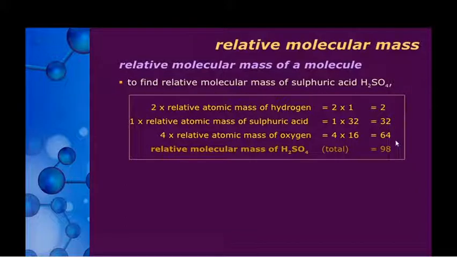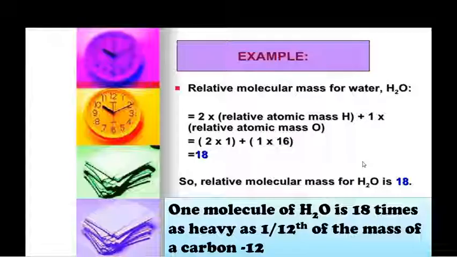Here we don't put gram, because this is a relative molecular mass. This is a ratio, so it has no unit. You don't need to write gram. Next is the relative molecular mass of water, H2O. Here we have 2 hydrogen atoms and the atomic mass of hydrogen is 1, so 2 into 1, 2. Next, oxygen is 1, atomic mass of oxygen is 16, so 1 into 16, 16. So in total we got 18. The relative molecular mass of water is 18.